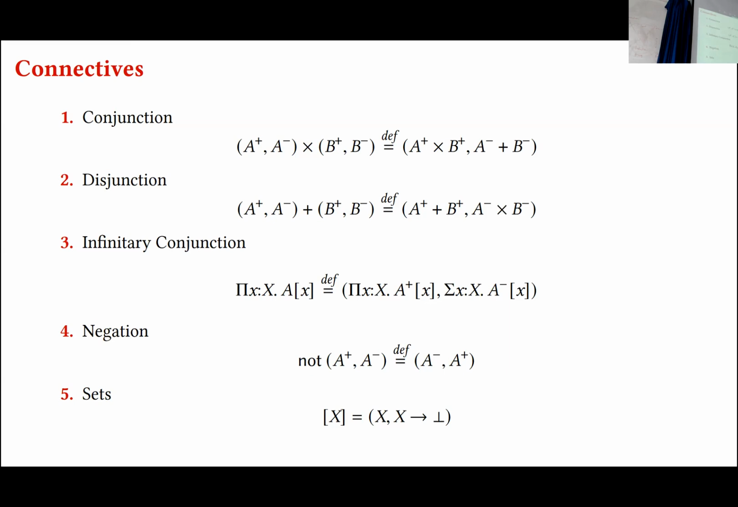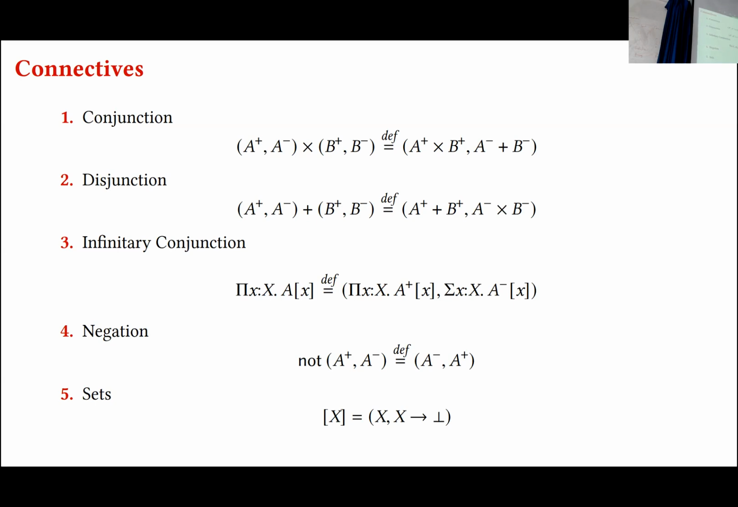And these extend to infinitary versions. Just on the conjunction here: if we've got a set X and a family of these positive-negative pairs, we take the pi in the positive part, and this must hold for every single x. So for every x you give me, you must give me a piece of positive evidence. But to refute it, I only need to give you one x and refute that. And if we put the sigma here, then we get the dual; we swap the pi and the sigma. But X is an honest set here.